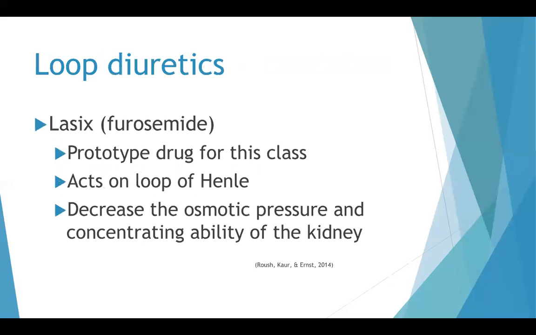Loop diuretics. These are powerful diuretics that work on the loop of Henle and inhibit sodium and chloride resorption. This increases the excretion of water, sodium, potassium, and chloride in the urine. These can filter 20 to 25% of sodium out to be excreted. They can be given orally or by IV.